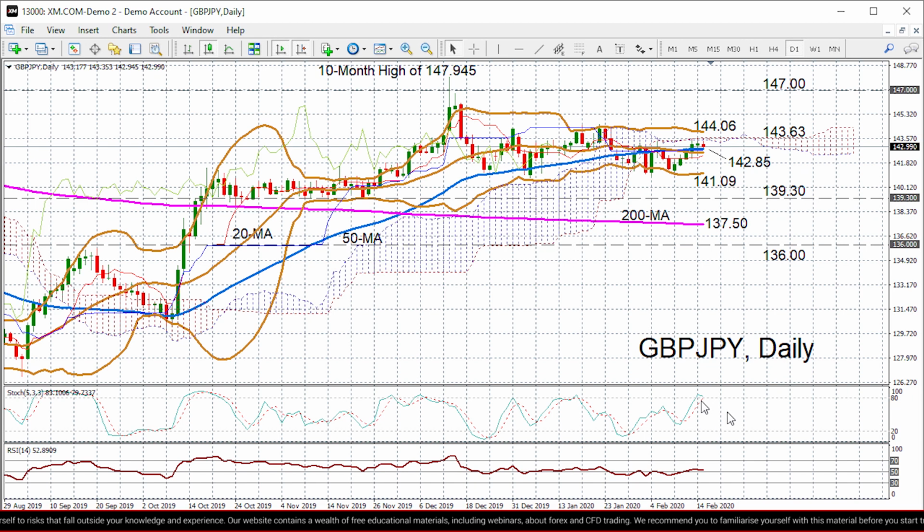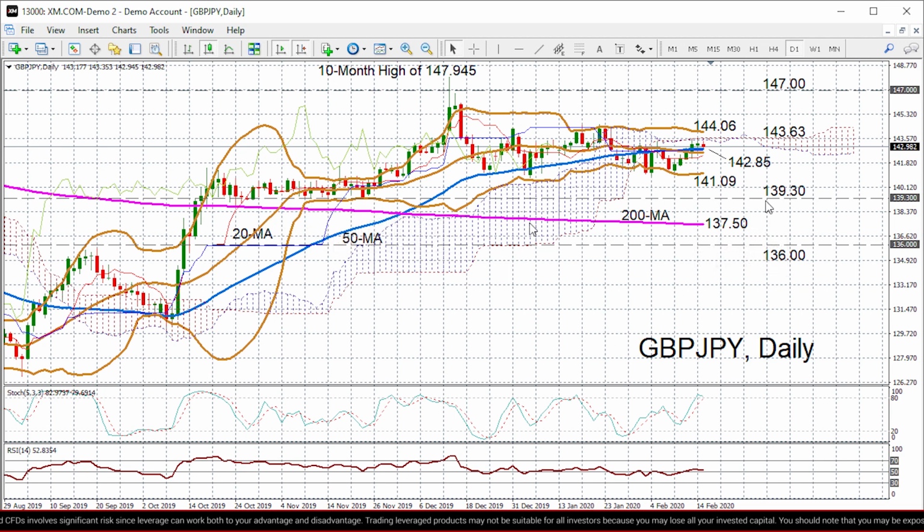We are seeing potential weakness with the stochastics heading towards a bearish crossover. So we could see the 50-day moving average struggling to hold prices above it. If we do see a slip below that level, the next target to the downside could be the 141 handle, which is just below the lower Bollinger Band, and slipping below that we could see pound yen heading towards that all important support at 139.30. So that was a crucial support area throughout October and November of last year.